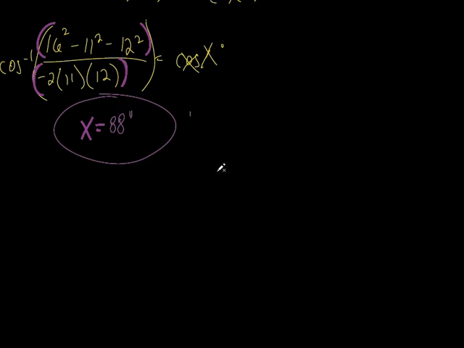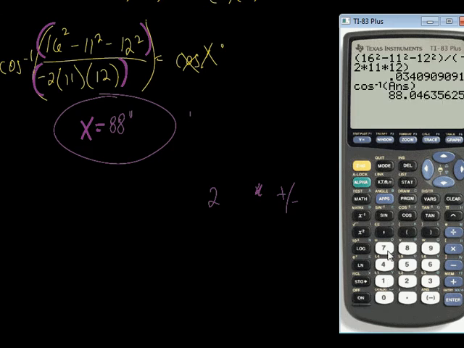Now, do you know how to hit negative 2 on yours? I think you actually have to hit a 2, and then there's a plus-minus key or something like that. Okay, so you hit that, then you hit times 11, times 12, then you hit a right parenthesis. Hit equals. Now you should have 0.03409, right? Okay, and then you hit second function cosine.